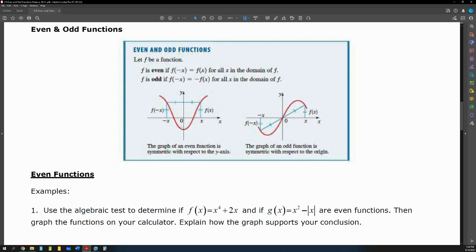So on this left-hand side, we have this U-shaped graph. This is an even function. It shows symmetry over the y-axis. For this graph on the right, we have an odd function. This shows symmetry about the origin.